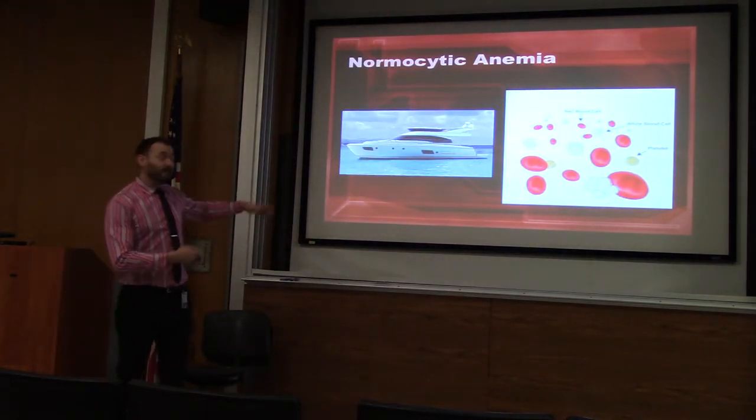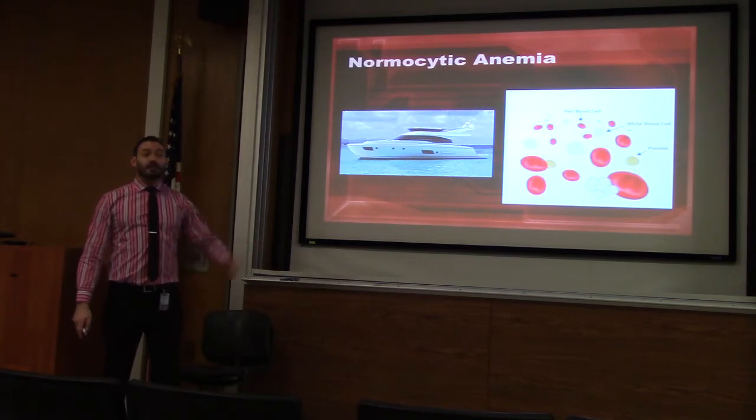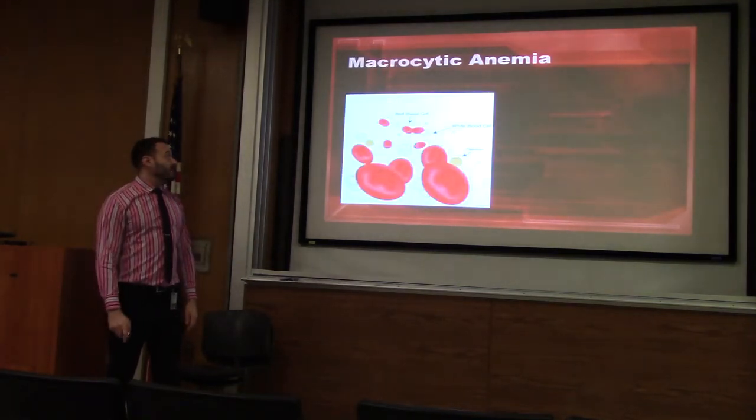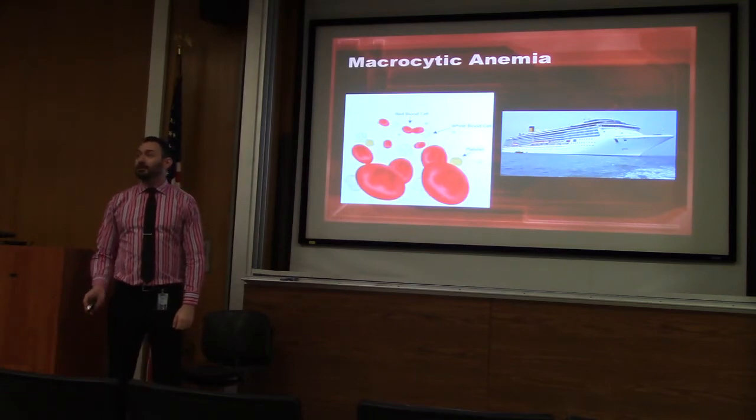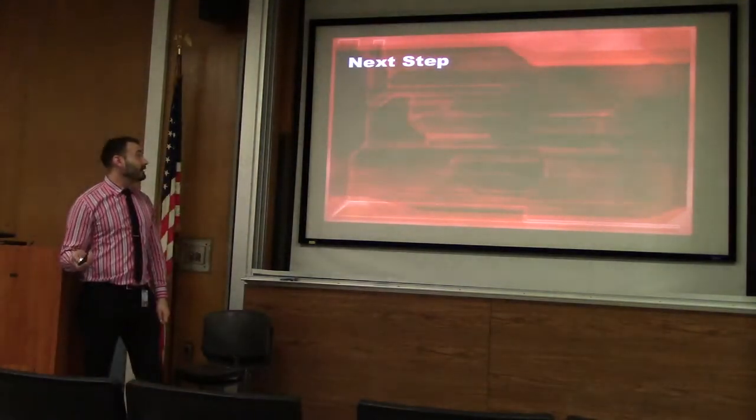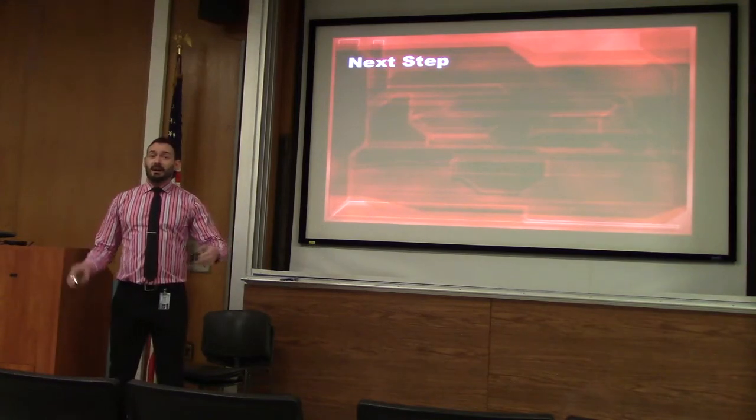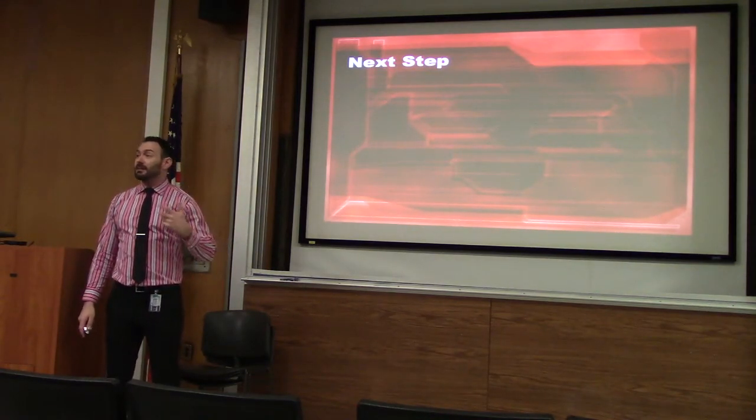I would like a boat this size for myself. And that's the normal sized boat floating around in your bloodstream. And a macrocytic anemia you think of as this gigantic boat floating around in your bloodstream, way too big, not what you're normally used to. Okay, so we've looked at our MCV, we've gotten our microcytic, our normocytic, and our macrocytic.